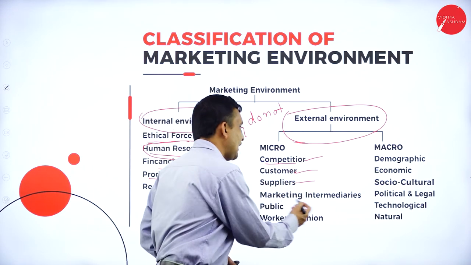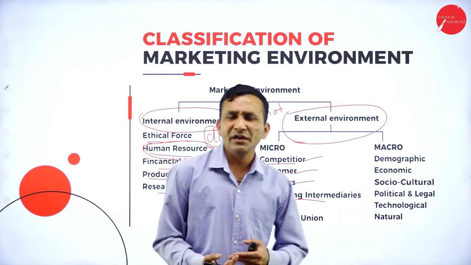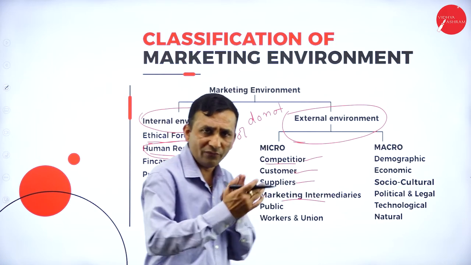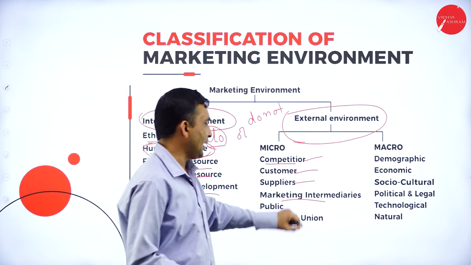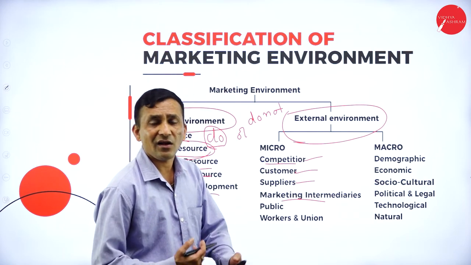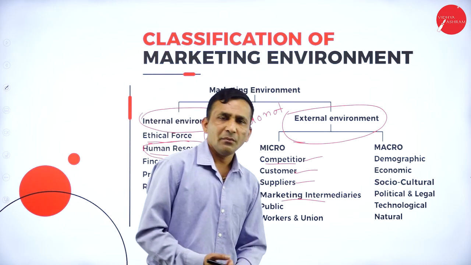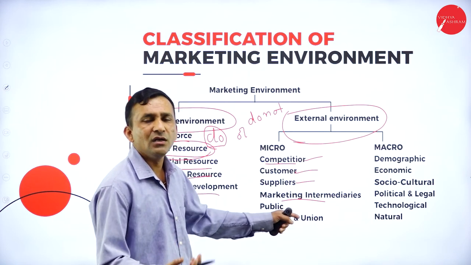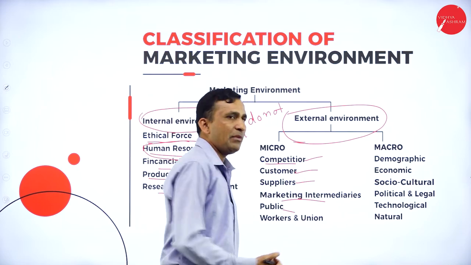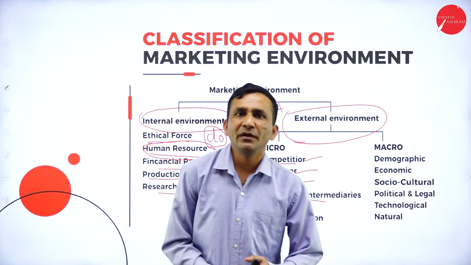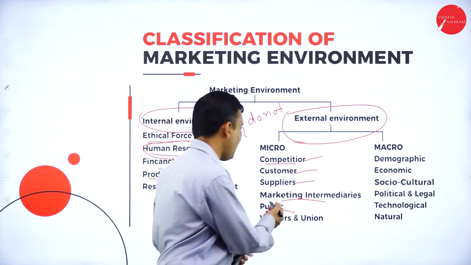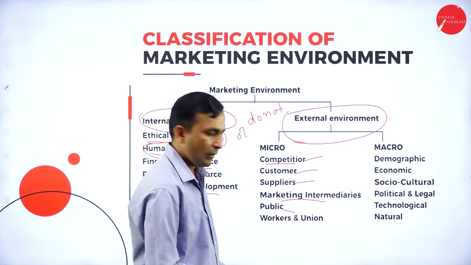Even the marketing intermediaries: from the production point to end consumption, the flow of goods and services is taken care of by the marketing department. Either a wholesaler, retailer, or agent comes under the market, and how they behave and how they support your business, everything is influencing. And even the public can be the government, media, or press. So the public or general customer can also be the public.